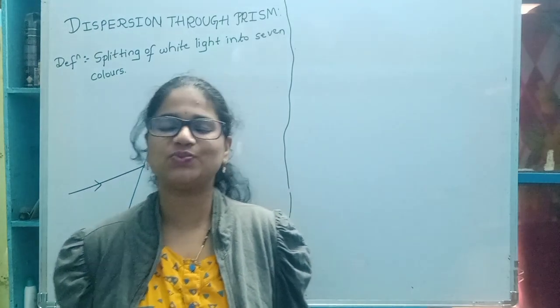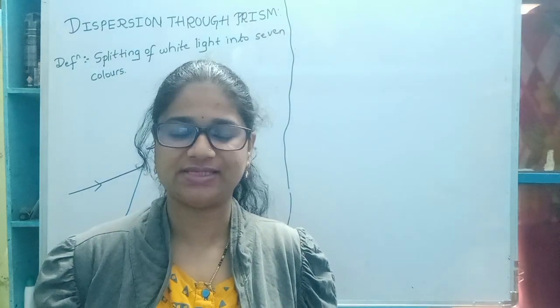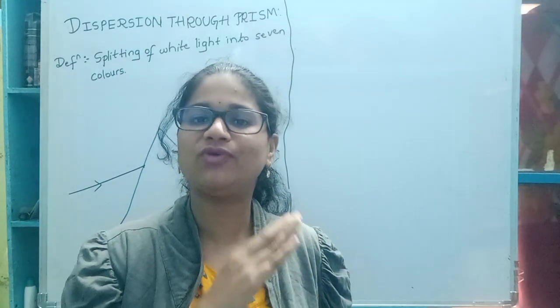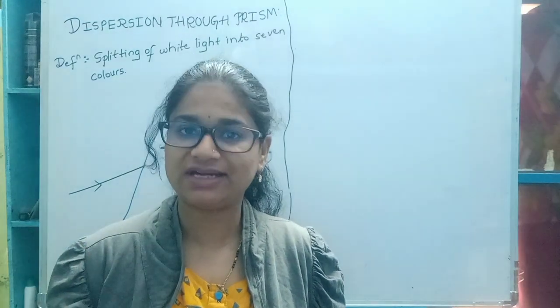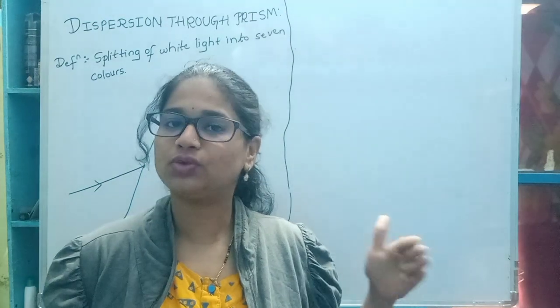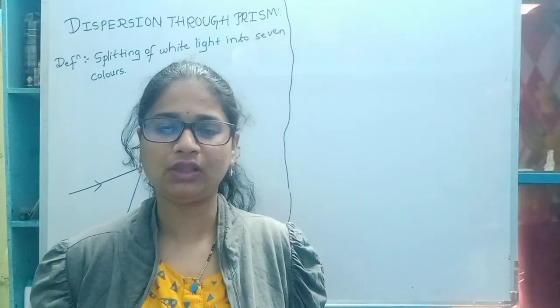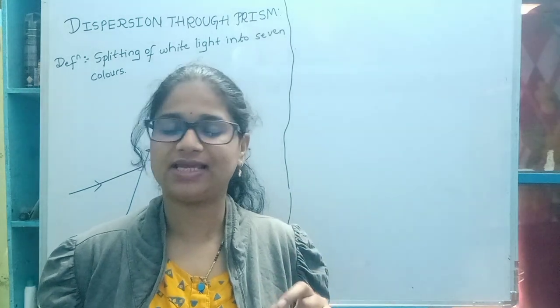In the last class, we learned regarding refraction through prism. That is the bending phenomena of the light rays through the prism. And we came to know how to draw the diagram also. And we came to know regarding certain refraction concepts also. So we learned regarding angle of prism, angle of deviation and all.